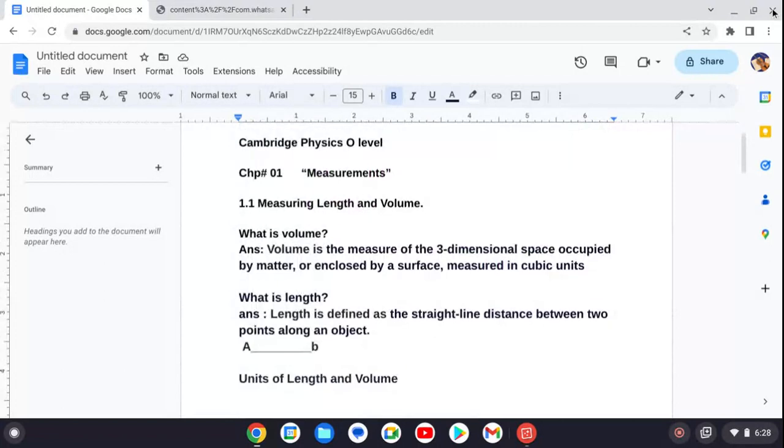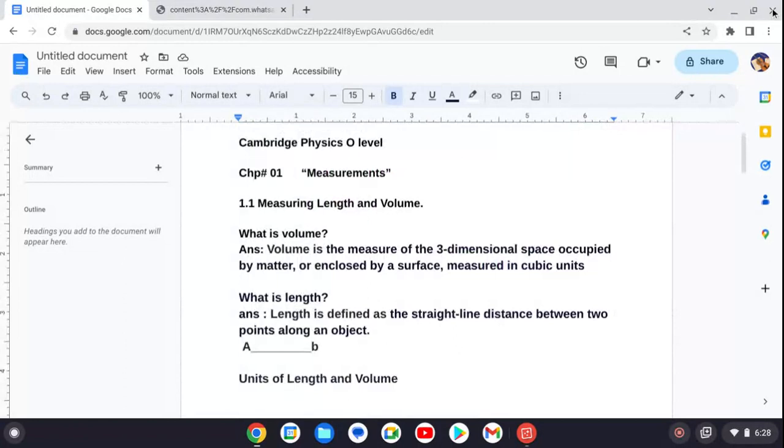Volume is the measure of three-dimensional space occupied by a matter or enclosed by a surface, measured in cubic units. So if you have a container, you have to fill that container with any solid object, any liquid object, any sort of gas object. So you have to measure the volume of these matter. You can easily measure the volume of these matters by its three-dimensional space occupied by a matter in that enclosed container. This is the method of measuring volume. This is the basic definition of volume, measured in cubic units, meaning meter cube.